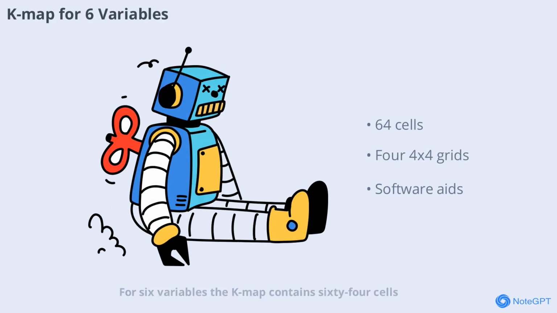For 6 variables, the K-map contains 64 cells, typically arranged as 4 4x4 grids. While this can be challenging to manage by hand, the visual grouping technique still applies. In practice, software tools are often used for such large K-maps, but understanding the underlying principles helps in troubleshooting and optimizing digital circuits.